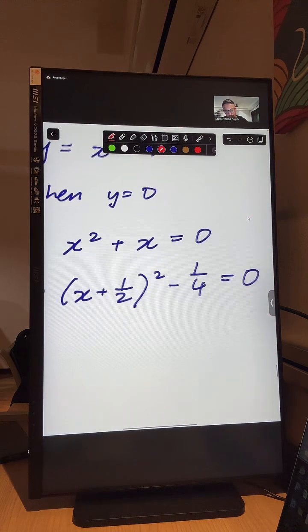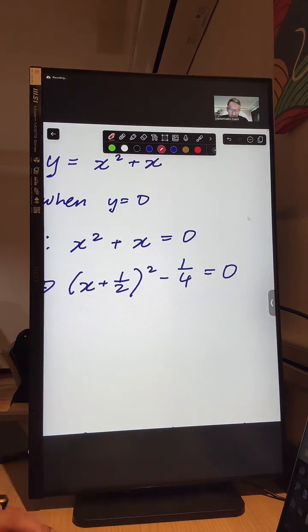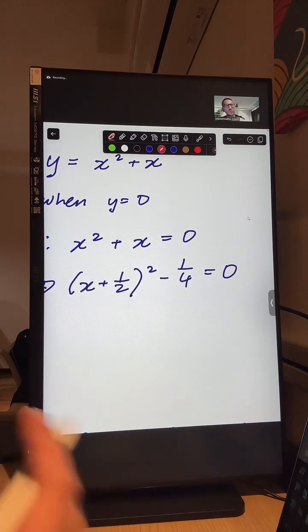So, okay. Guys, we're at the final lap here. X plus half bracket square minus 1/4 equals to 0. Who can tell me what do we do here? What are we going to do with this equation? How are we going to solve? We have completed the square. But how do we solve?